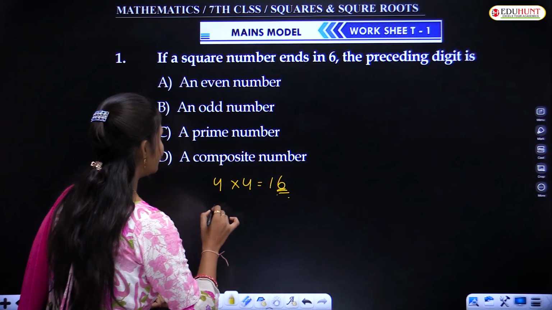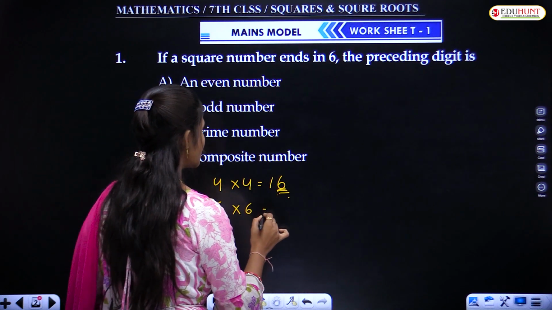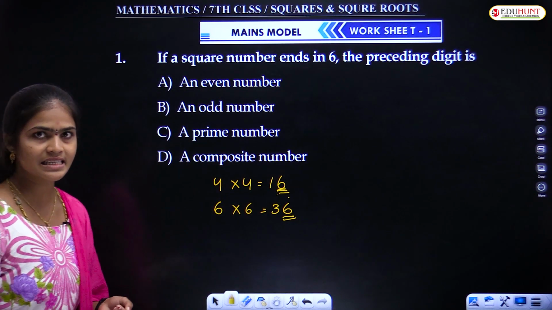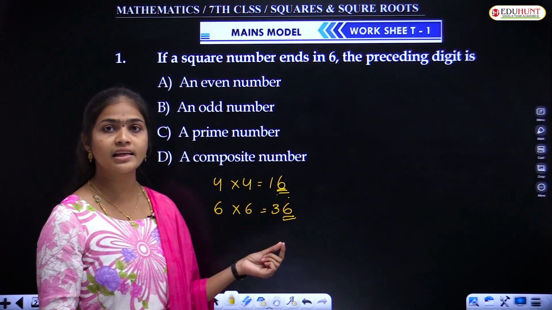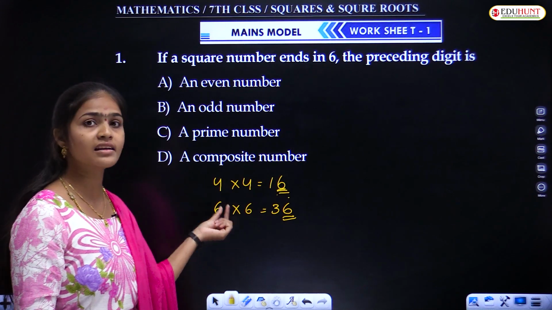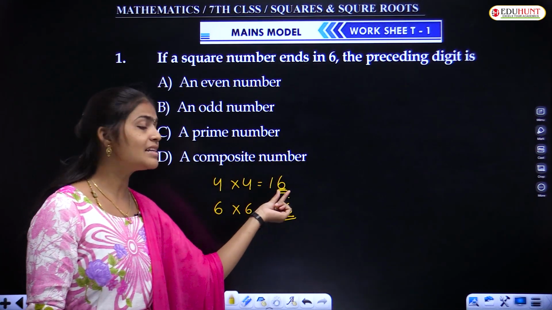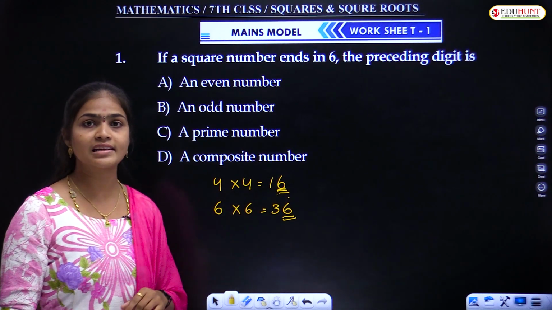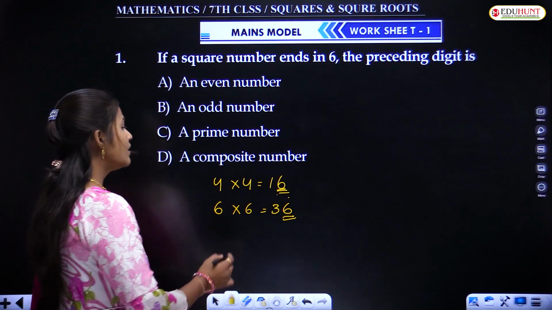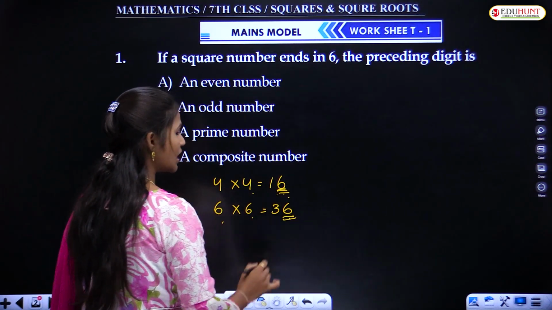In the same way, another number is there. What is that? 6 into 6 is equal to 36. So this number also ends with 6. So how many possibilities are there? Only if the number ends with 4 or 6, we will get 6 in the units place digit of its square. So here 4 into 4 is 16, 6 into 6 is 36.